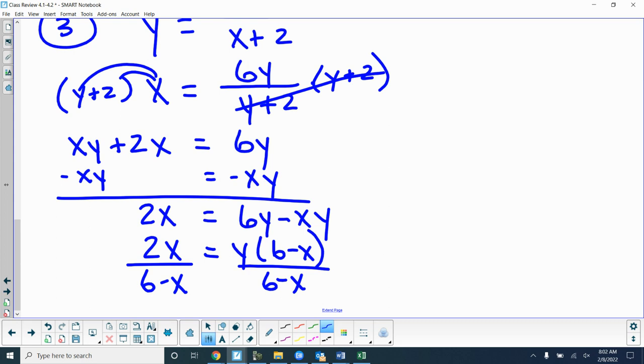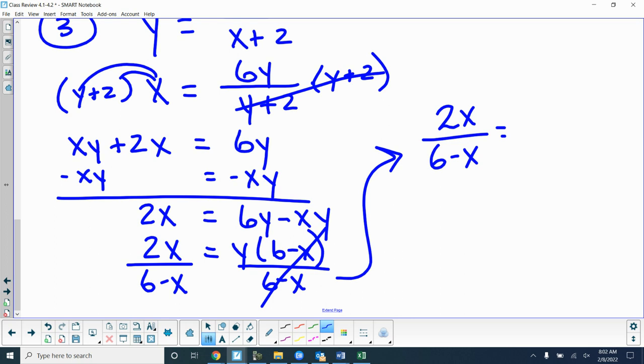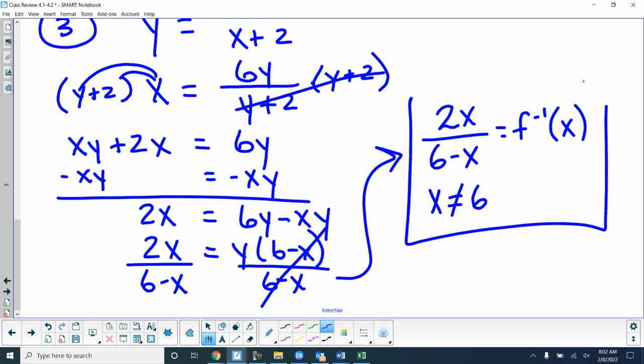Okay, so our answer is 2x over 6 minus x, because those cancel, right? Equals our inverse. What makes the denominator 0? 6, right? So that's my restriction on the variable, on my domain. X is not allowed to be 6. Questions?